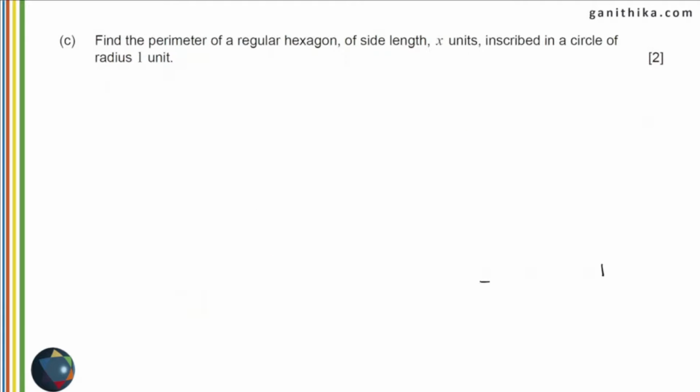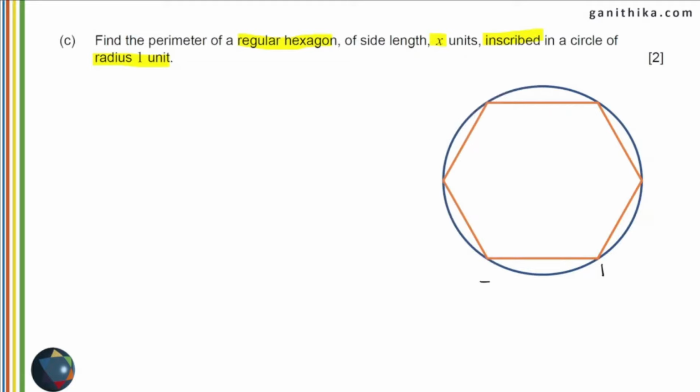Let's continue with the next question. Find the perimeter of a regular hexagon. Now the sides are 6, and x units is the length of the sides, inscribed in the same circle of 1 unit radius length. So these are the things that you need to highlight and keep in mind. Make a rough sketch of a hexagon being inside a circle, and you don't have to draw everything.